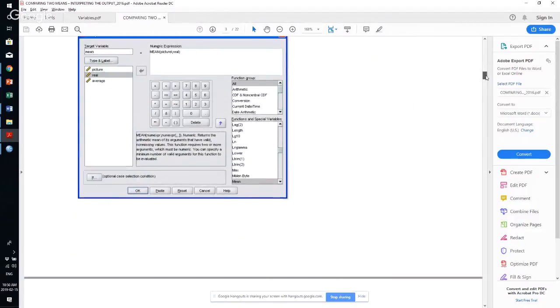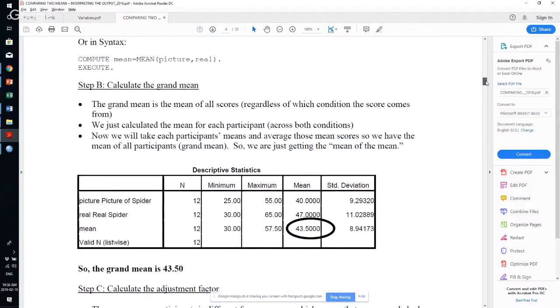So you guys can see this. Okay. Then notice I'm showing you at the top here, I could have done this in syntax, okay?